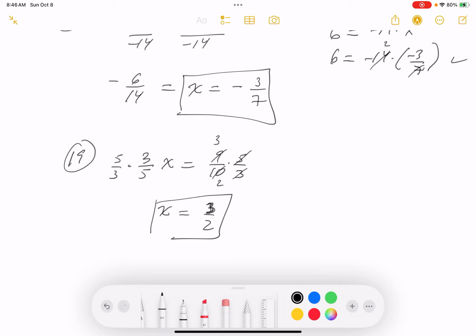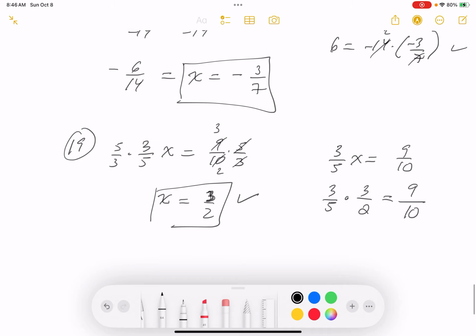So what I want to do is write the original equation down, which is 3/5 of an x, and they said it's equal to 9/10. Let's write this down. 3/5 times, what's x? 3/2. And what do you get there? Well, you do get 9 on top. What do you get on bottom? 10. It works beautifully. All right, let's go to number 20.